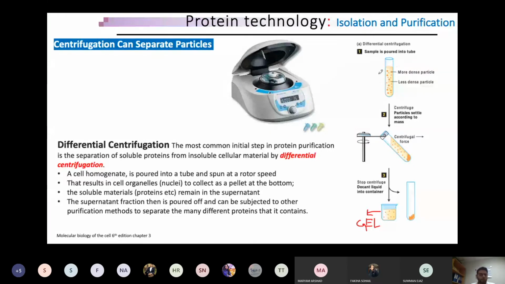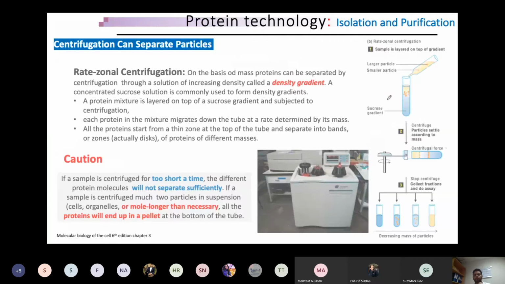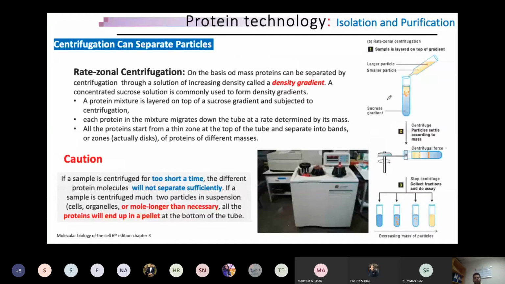So that means there was no specific buffer made for centrifugation, there were no specific materials made for centrifugation. But in the rate zonal centrifugation method, you create an artificial density gradient in which the proteins of interest could be separated on the basis of their densities, on the basis of their molecular weight. And how do you do that?